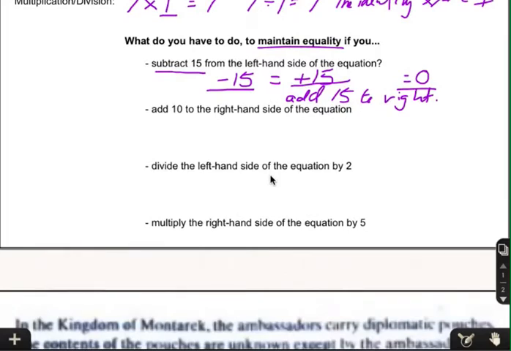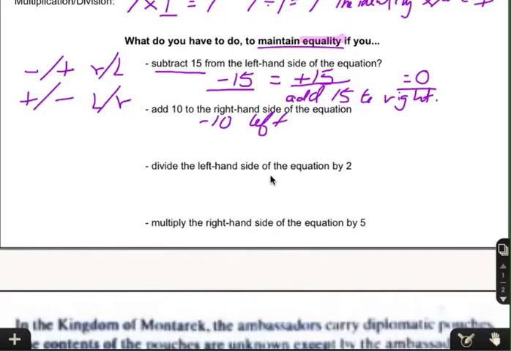Let's keep going with those examples. If I added 10 to the right-hand side of the equation, what do I do to maintain equality? I subtract 10 from the left. So there are a few things that I'm looking at here. If I'm originally subtracting, I'm switching to adding. If I'm originally adding, I'm switching to subtracting. If I'm originally on the right-hand side, I'm switching to the left. And if I'm originally on the left-hand side, I'm switching to the right. So I need to pay attention to these rules when I'm thinking about equality in an equation.